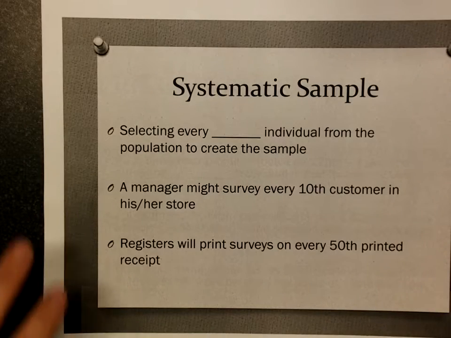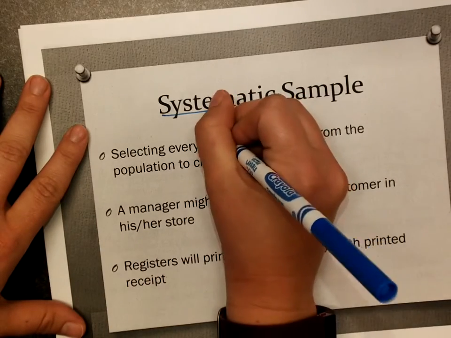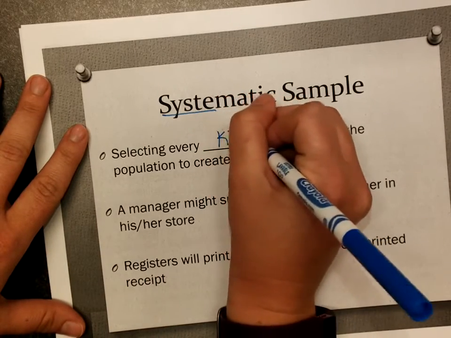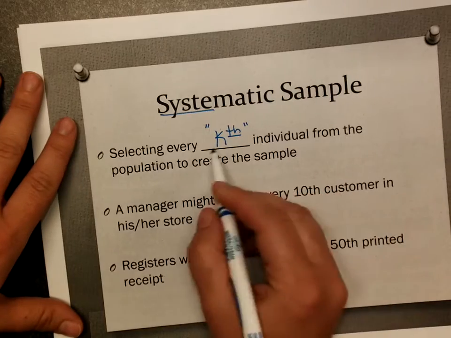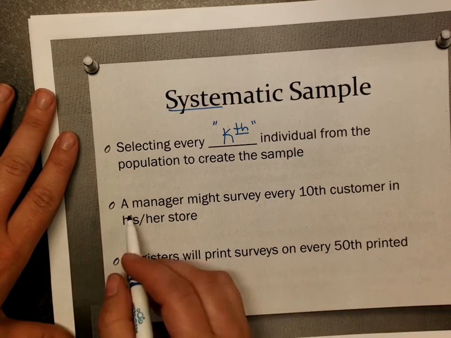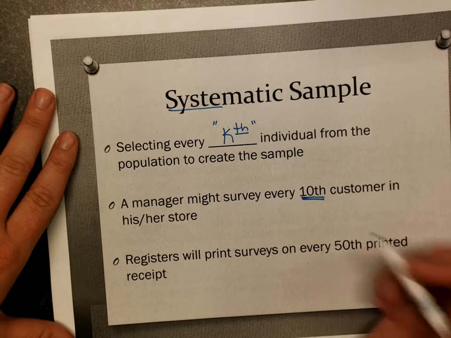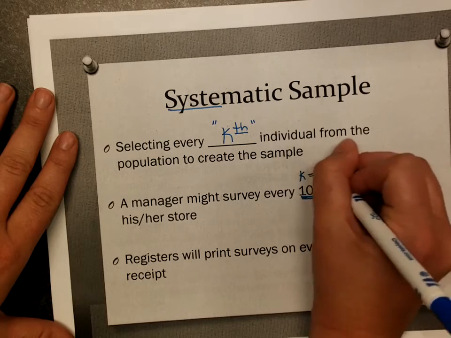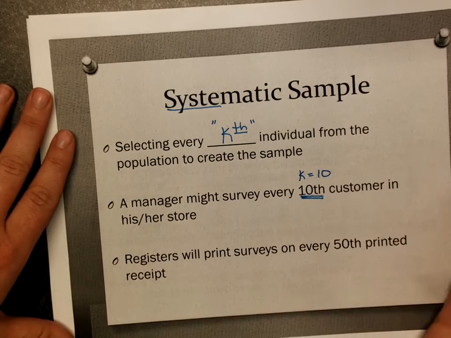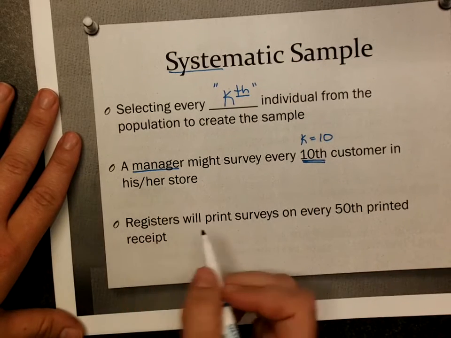The next type is called a systematic sample, and it's selecting, the book says every kth, which is kind of a weird notation, kth individual from the population to create a sample. So a manager might survey every 10th customer in the store. That would be k equals 10. So every 10th customer that walks in, the manager is going to survey them. They do this a lot at retail stores.